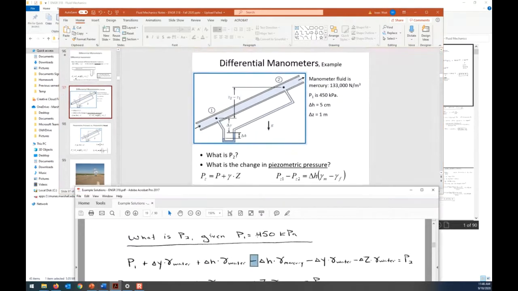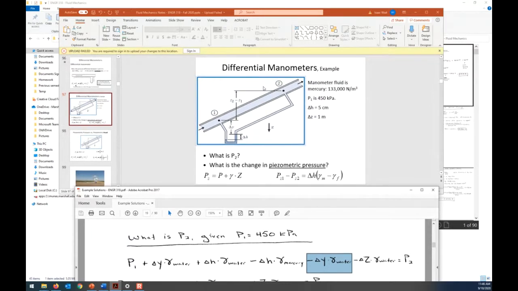And then minus, because we go up through the mercury, so minus delta H times gamma of mercury, and then minus the delta Y times the gamma of water. So now we're up to this point on the right-hand side of the manometer. We went vertically a distance of delta Y so far. And then we go up through delta Z, the elevation change between the two, and the gamma of water. And then all of that is equal to P2.